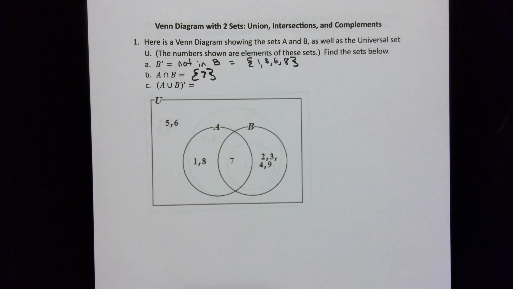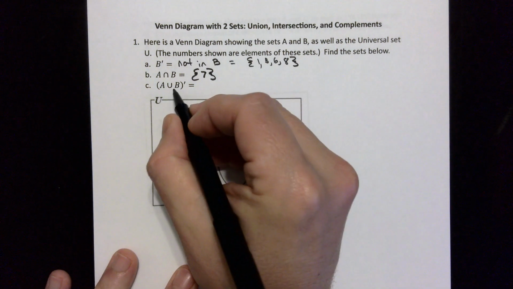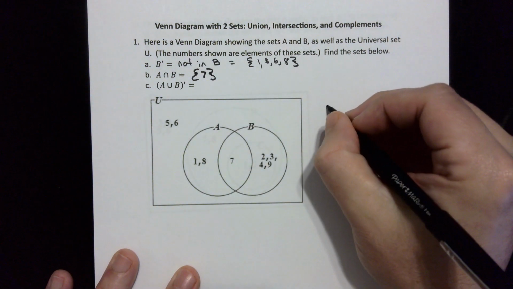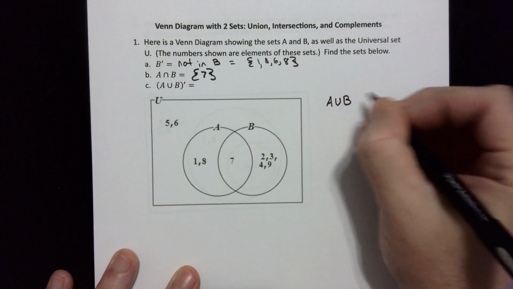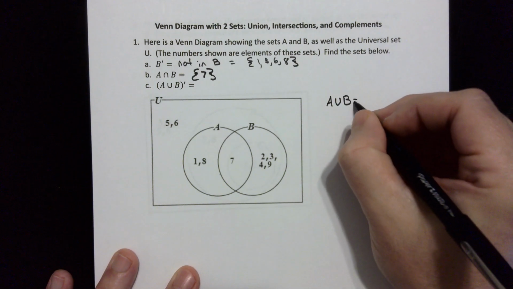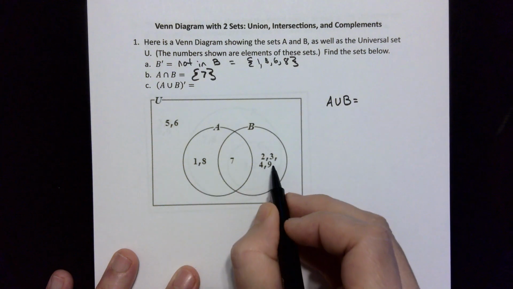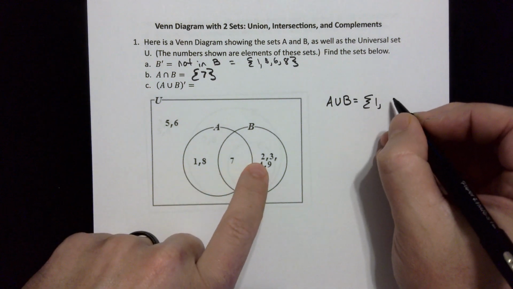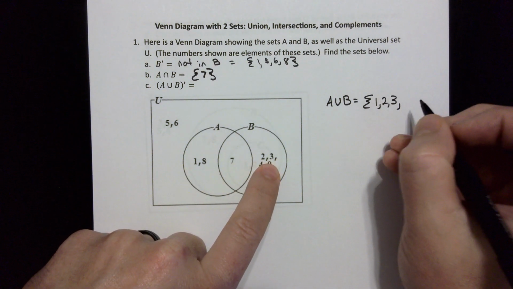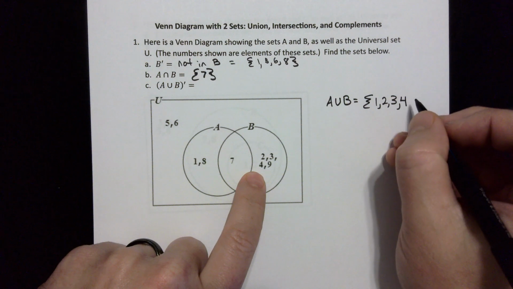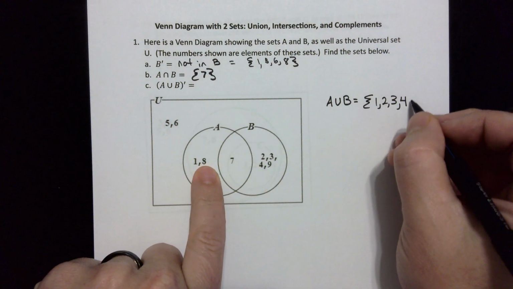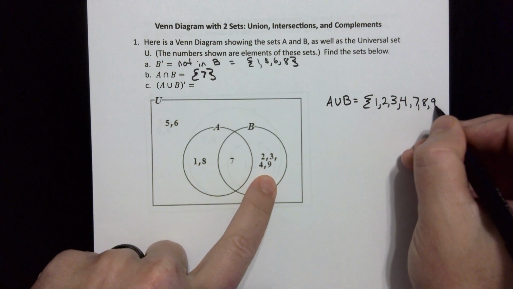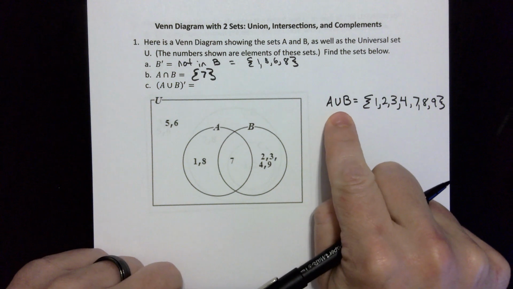And then our last question is A union B, but then it has a complement. So let's first figure out what is A union B, and then we can do the opposite of that. A union B is everything that is in A or B. So that includes 1, 2, 3, 4. There's no 5 or 6 down here. There's a 7, 8, and 9. Okay, so this is A union B, what I just wrote down.